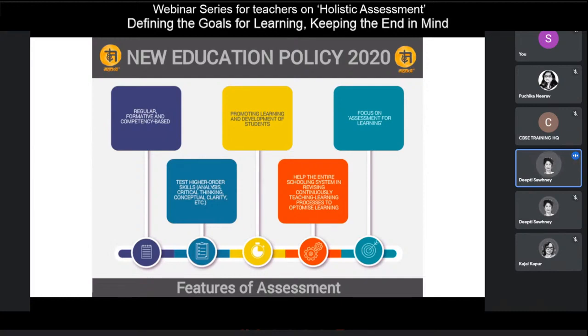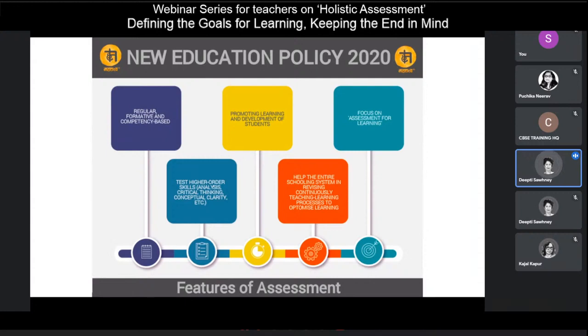assessment for learning. So this is also a pinboard for you when you look at NEP and what NEP talks about for the features of assessment. This is something that you need to keep in mind. Please keep taking notes. There are notes in the Google Classroom as well. But when you are at the end of this webinar today, when you are creating your own concept plan or your lesson plan, these notes will come in handy.